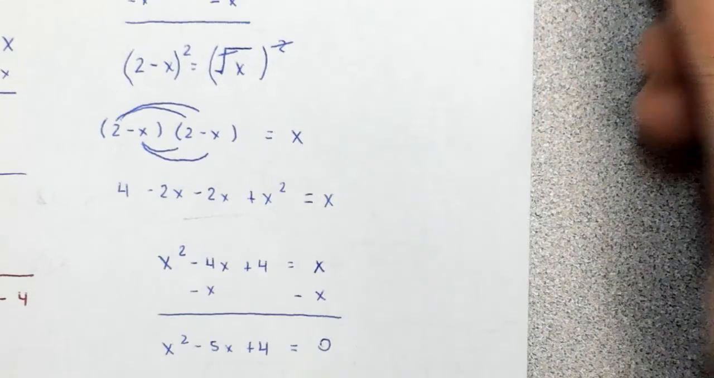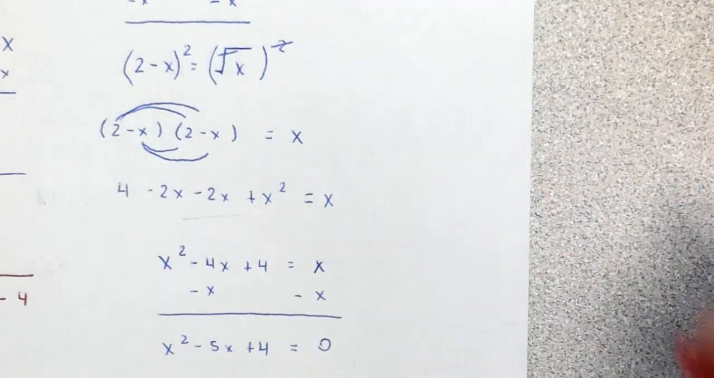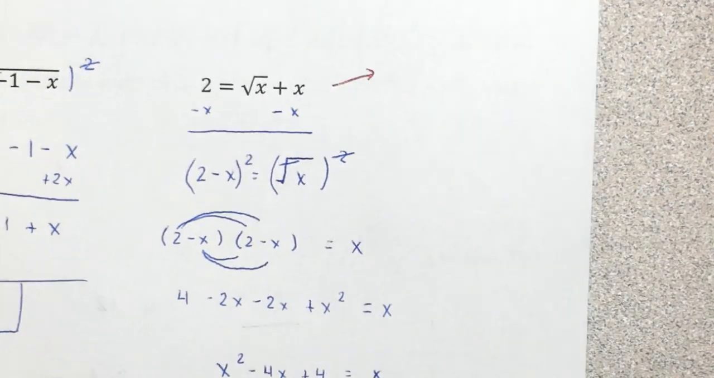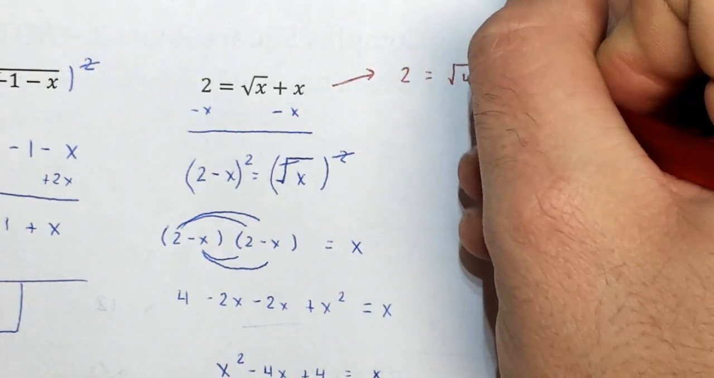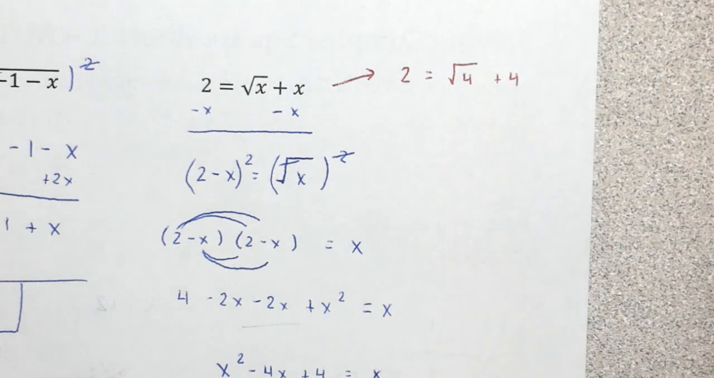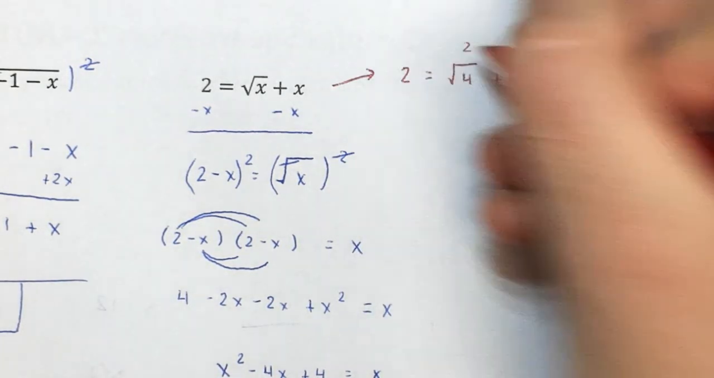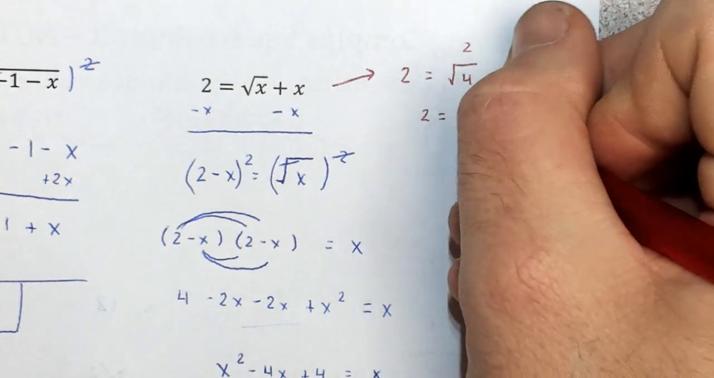No, gotta check them. But the check step should happen pretty quickly. Let me use the 4 first. 2 is equal to square root of 4 plus 4. Just plug the 4 back in. What is the square root of 4? 2. So this is 2 plus 4, which is 6.